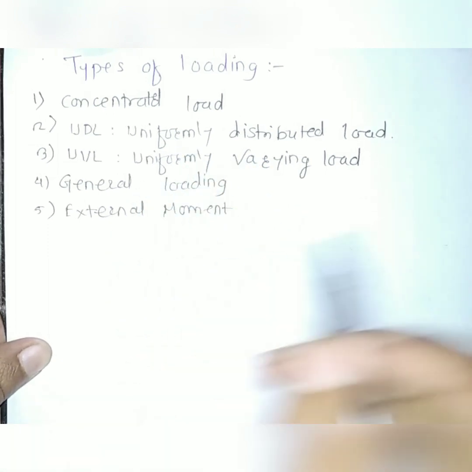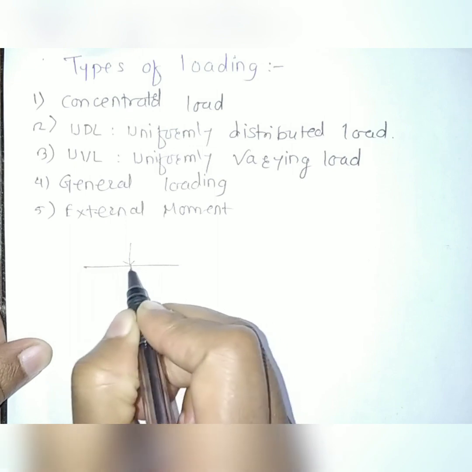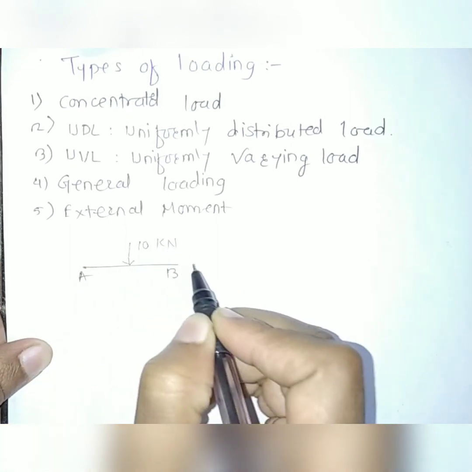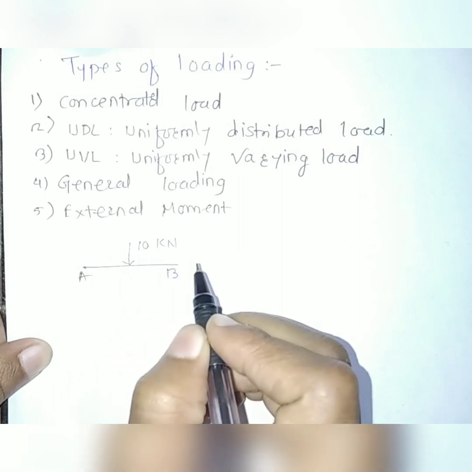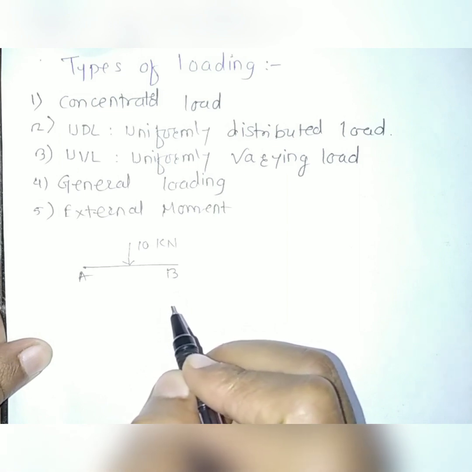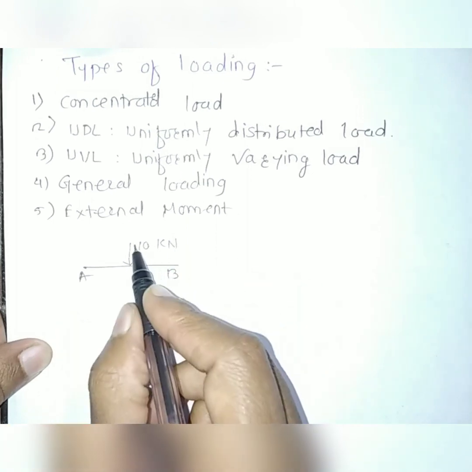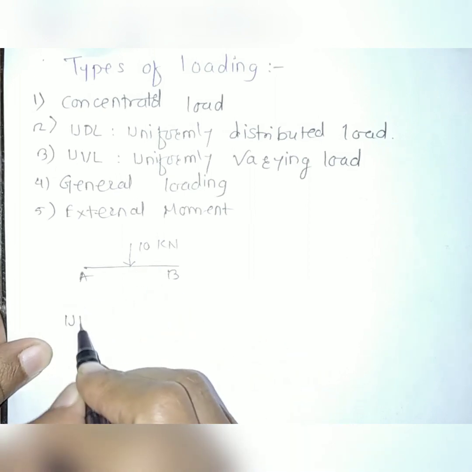Concentrated load. Suppose beam AB and AB carries 10 kilonewton as concentrated load. So concentrated load, if a load is acting on a very small length compared to span of beam, is called concentrated load. It is represented by a vertical arrow. Then the next one is UDL.